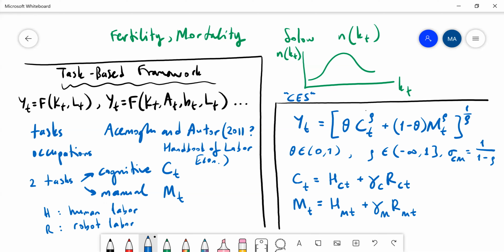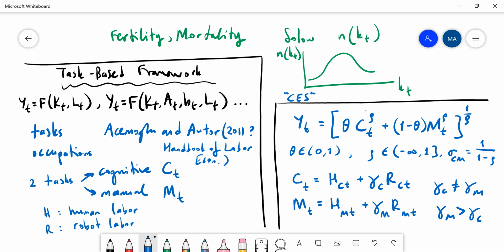Now, here, of course, gamma C is different than gamma M, and depending on your robotic technology, gamma M typically should be larger than gamma C, right? Because robots are very good right now. Maybe in the future, they will also be good for the cognitive tasks. But right now, they are very good for the manual tasks, right? Transportation, lifting something, all these things.